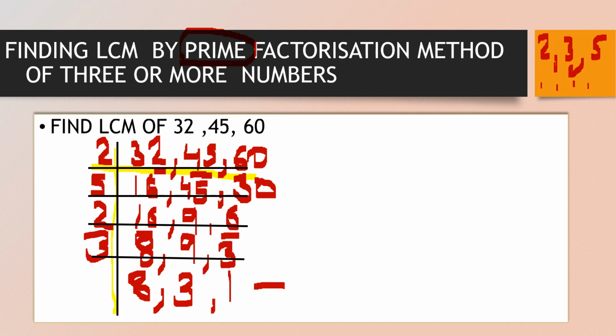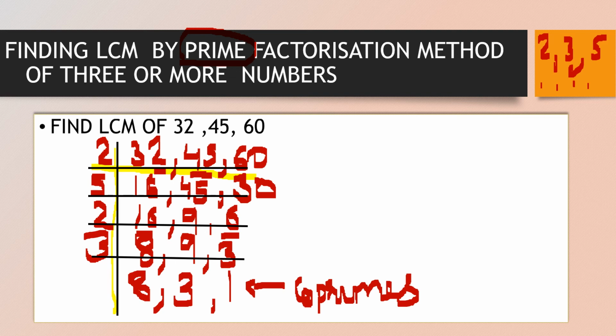Now after this I can clearly see that these numbers are co-primes. Are they or they are not? So I'm leaving for you to co-primes. Co-prime means they don't have any common factor. So this is a time when I will be multiplying.